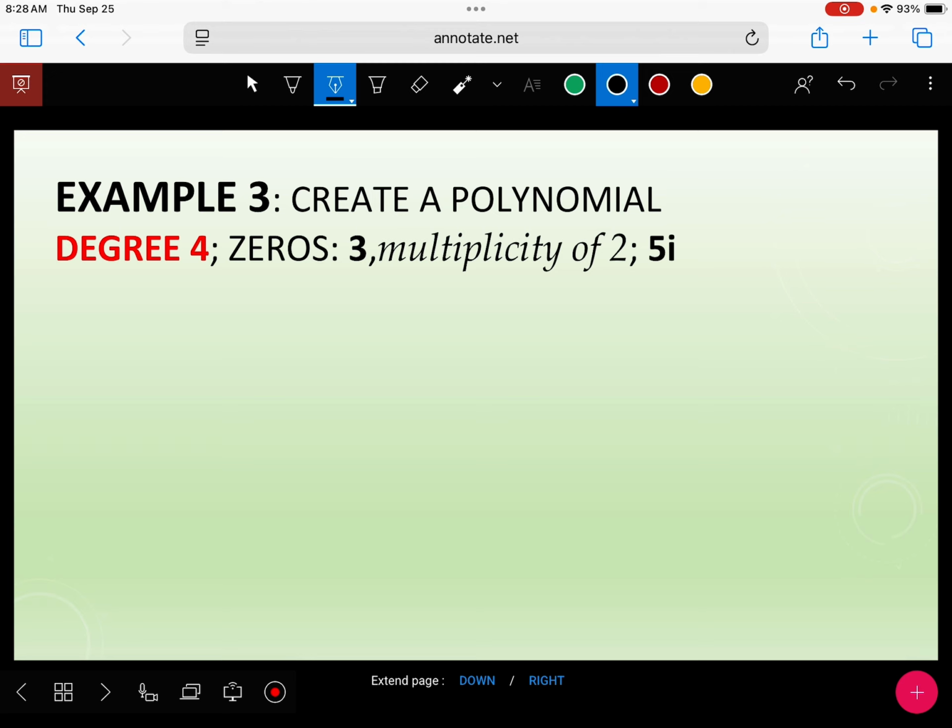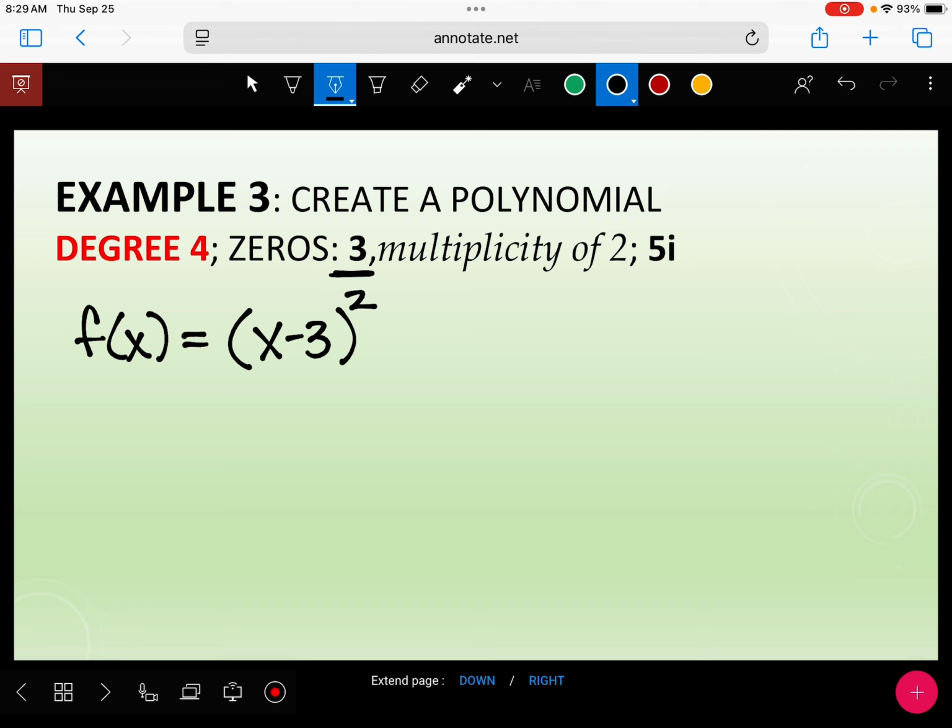So the first thing we need to do is identify our factors. So I have f of x equals. I have a 0 at positive 3. So that means my factor is what? x minus 3, except this time it's squared.